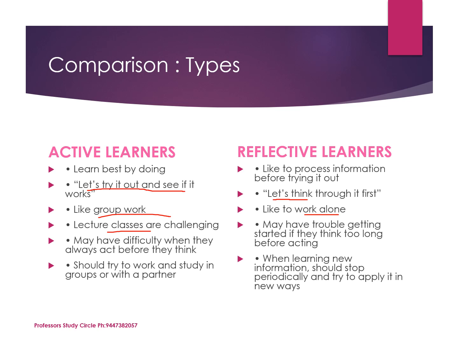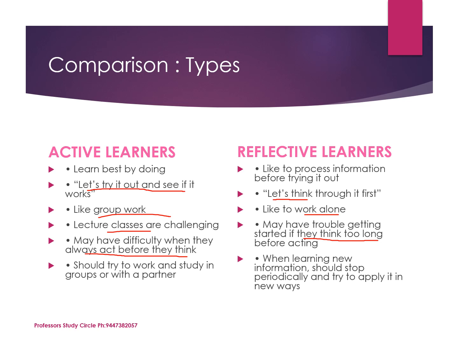Reflective learners may have trouble getting started if they think too long before writing. Thinking is fine, but overthinking may not be productive. Active learners may have difficulty when they always act before they think. So even before thinking they are acting, and that may not be fruitful.